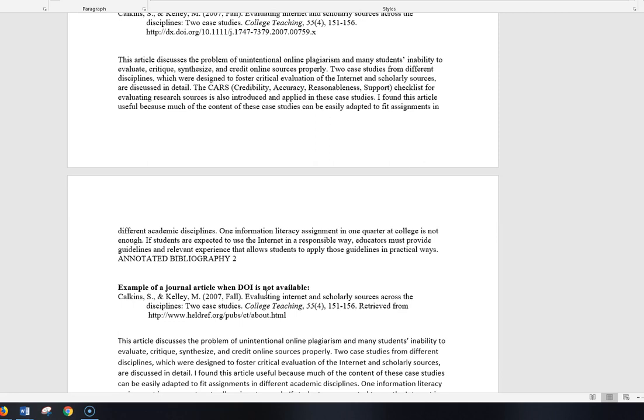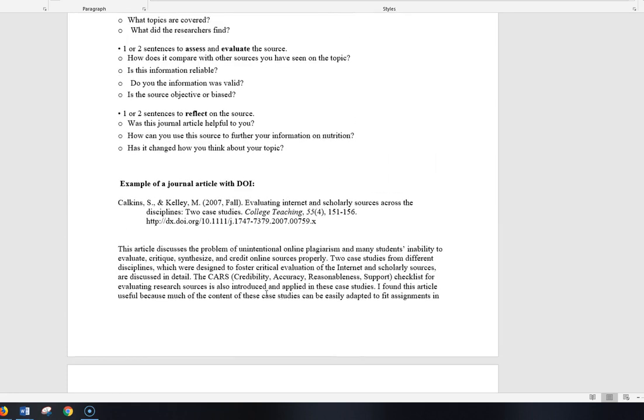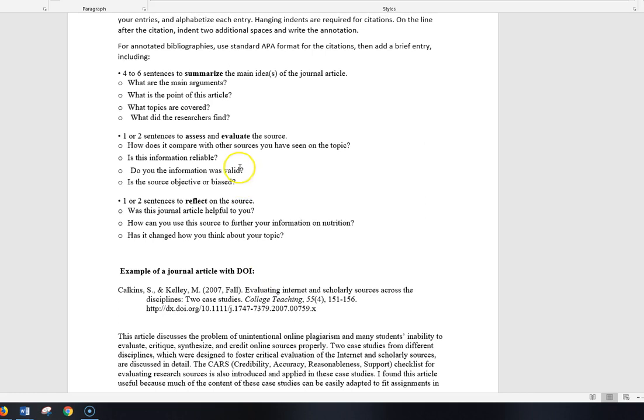The DOI is explained. The DOI is basically where you got the material. And so some DOIs have information numbers and other DOIs just have location links. So up here, you'll find that this is what you're going to do. You're going to write 4 to 6 sentences summarizing the main idea of the journal article that you've selected. And so you're going to be telling me what are the arguments, what is the point of the research that they did, what topics are covered, what were the findings of the researchers.